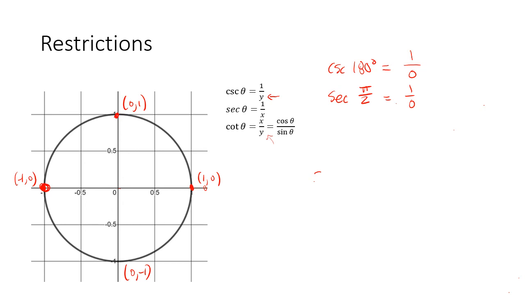Okay, and notice also that this is when sine is 0. Cosecant and cotangent both have problems when sine is 0, because sine of theta is y.